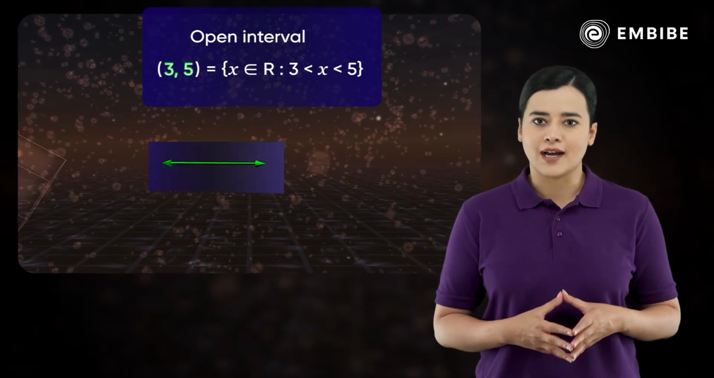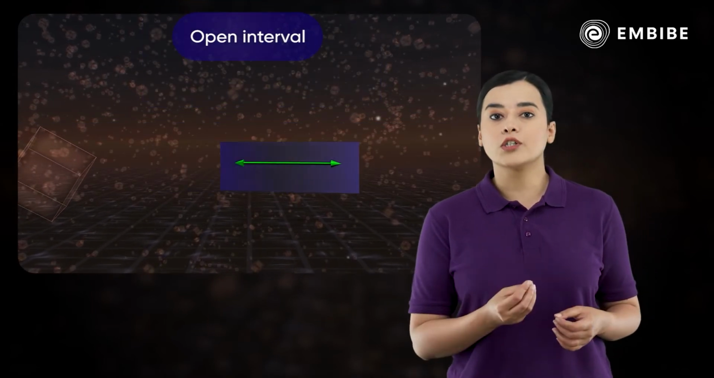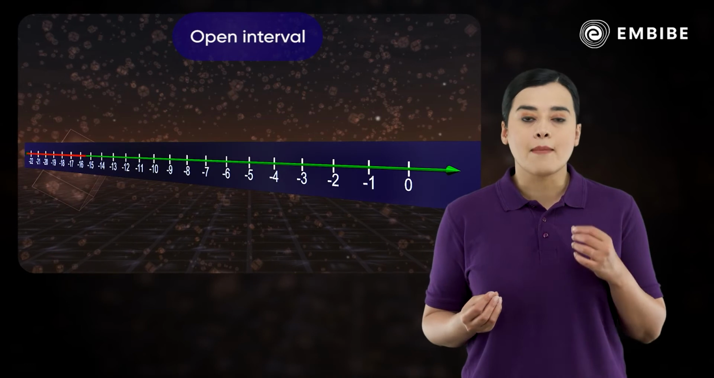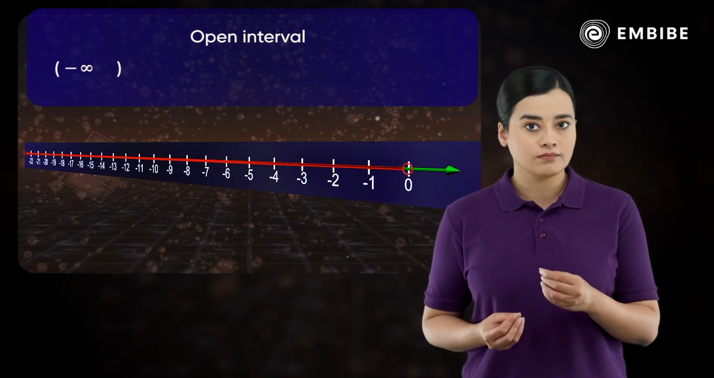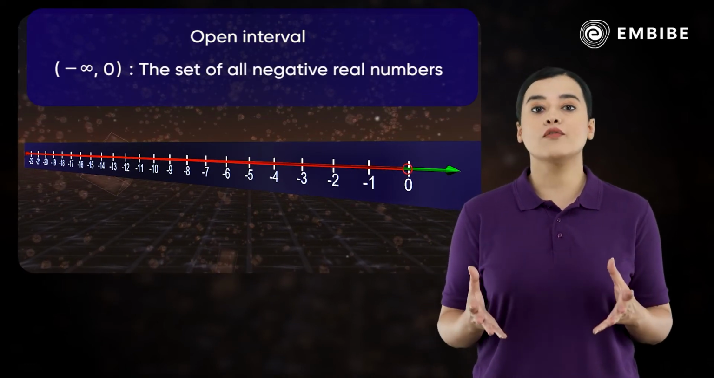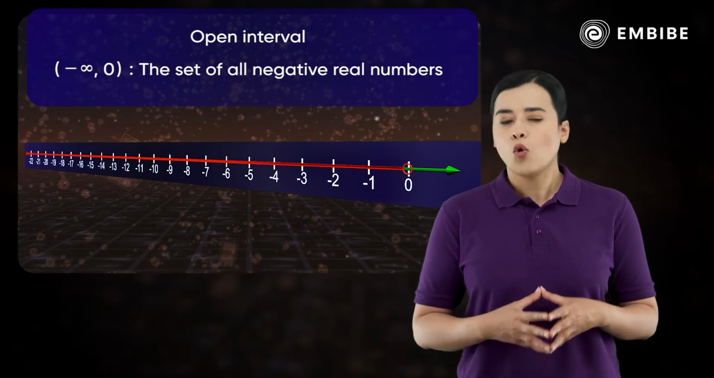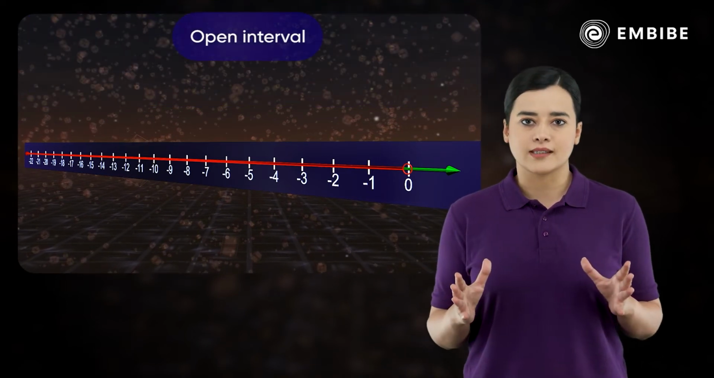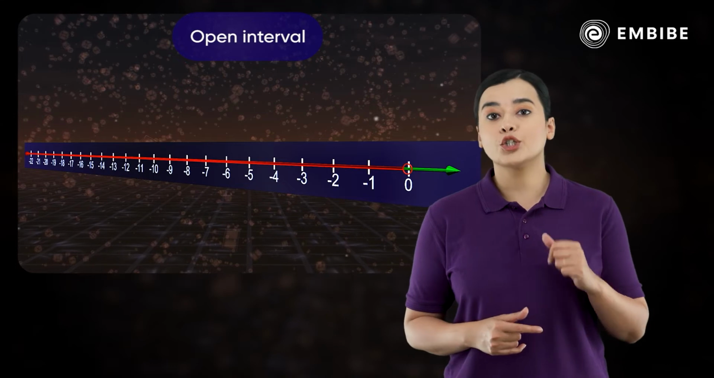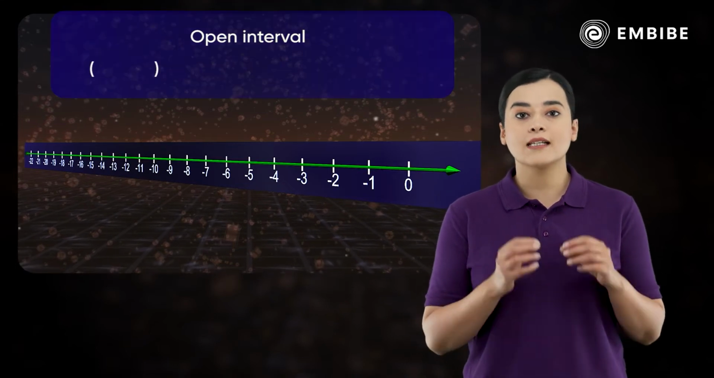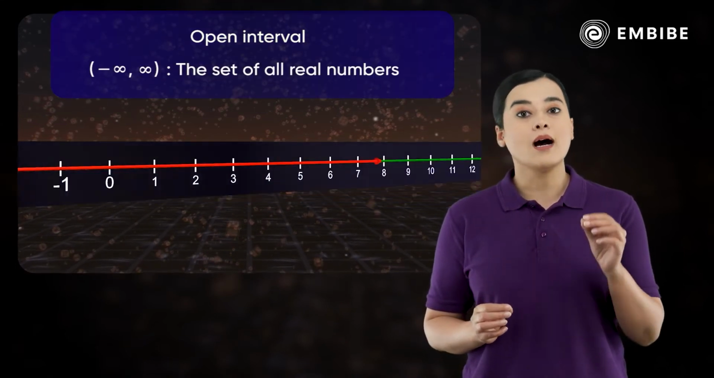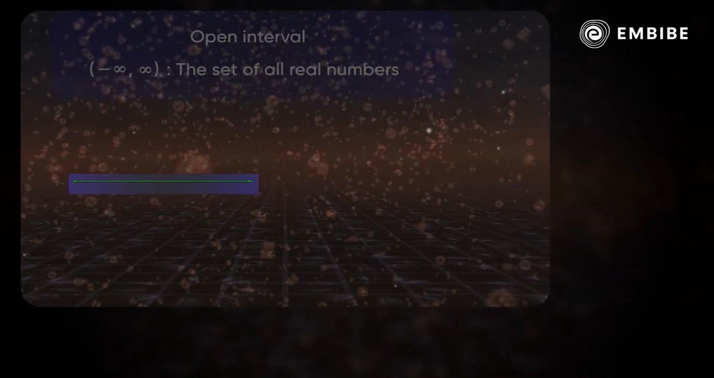Can you identify the set of numbers that is denoted by the open brackets (minus infinity, 0)? Yes, this is the set of negative real numbers. What about the set of all real numbers? Yes, they can be shown as an open bracket (minus infinity, plus infinity).